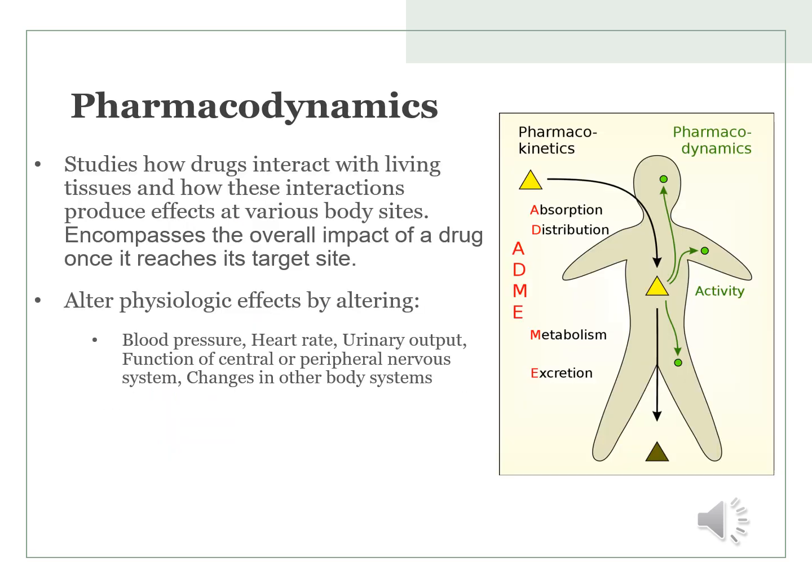Pharmacodynamics examines how drugs interact with living tissues and how these interactions produce effects at various body sites. It focuses on how drugs influence physiological functions, including blood pressure, heart rate, urinary output, central and peripheral nervous system functions, and other bodily systems. Drugs don't create new functions in tissues or organs, but modify existing physiological processes. Although a drug usually targets a primary site of action, it impacts all body tissue to some extent. The pharmacodynamic effect encompasses the overall impact of the drug once it reaches its target site.